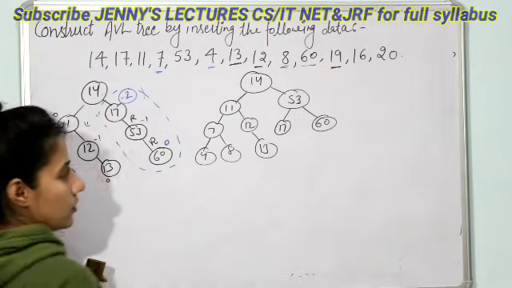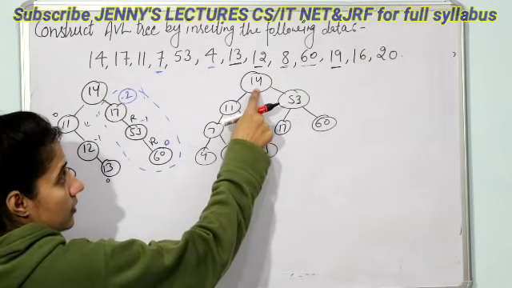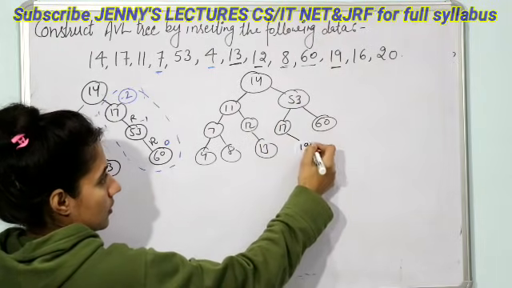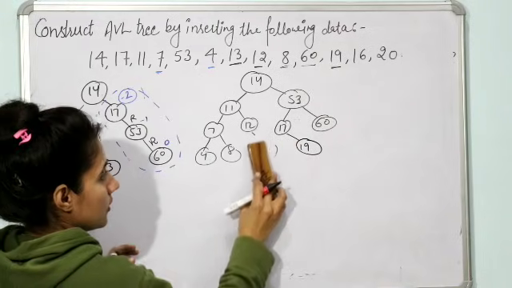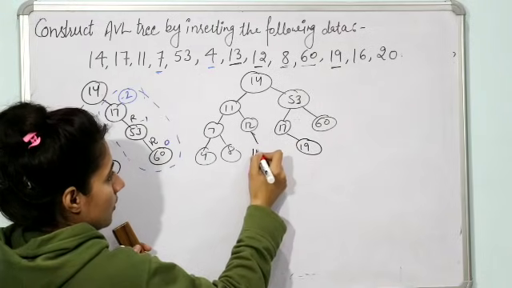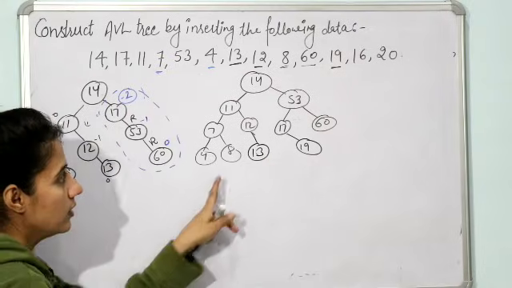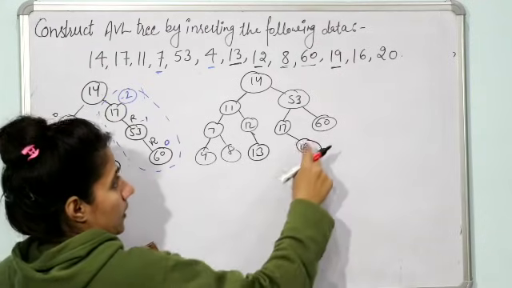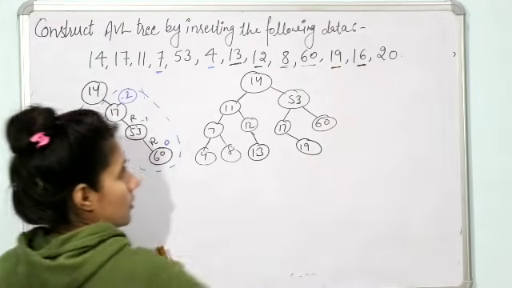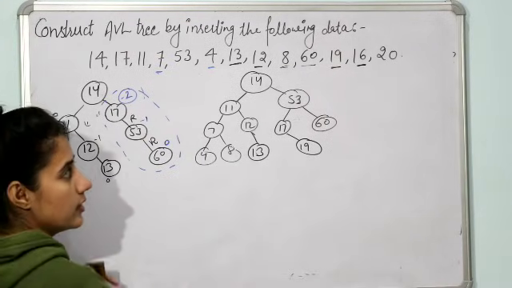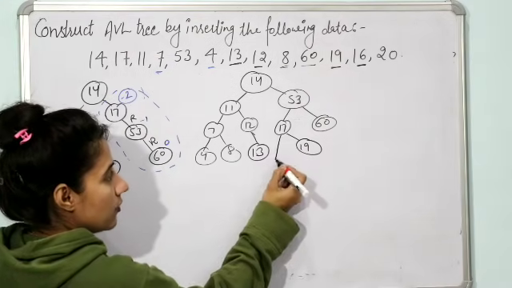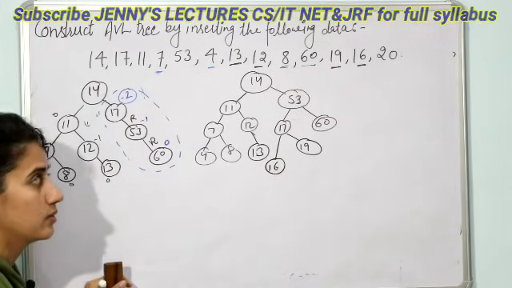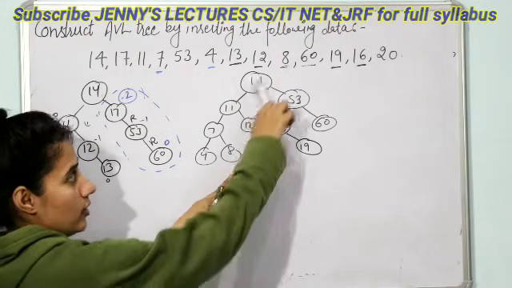Now insert 19. Where would 19 be inserted? Greater than 14, less than 53, greater than 17, that is here. 19 would be inserted. Fine. So you can find out the balance factor of each and every node, and still this tree is balanced. Fine. Okay. Now 16 would be inserted. Where would 16 be inserted? 16 would be inserted to the left of 17. Here 16 would be inserted. Still this tree is balanced. You can find out the balance factor.